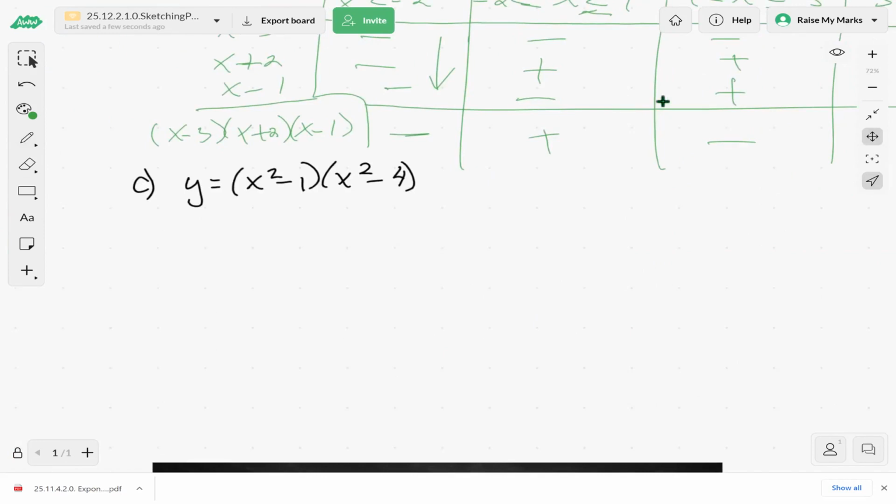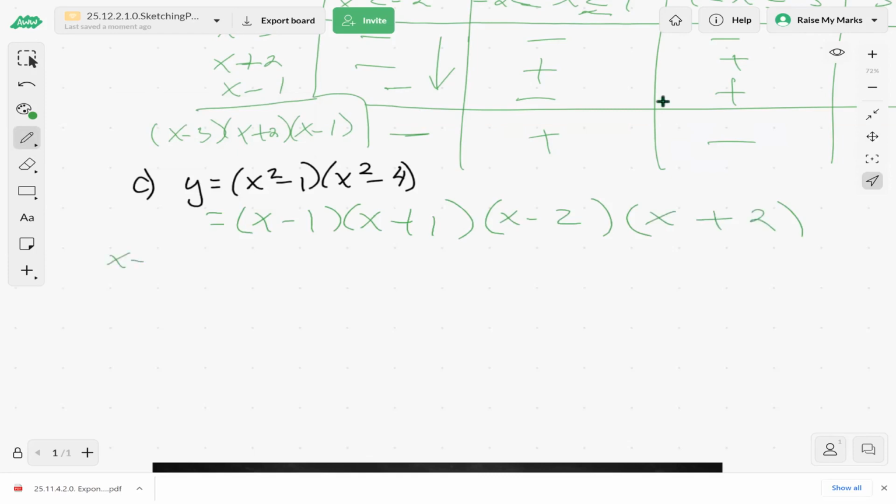Okay. So our function is y equals x squared minus 1 times x squared minus 4. So we're going to start by factoring. It's not hard to factor because we have the product of two differences of squares. So x squared minus 1 can be factored as x minus 1 times x plus 1. X squared minus 4 can be factored as x minus 2 times x plus 2.